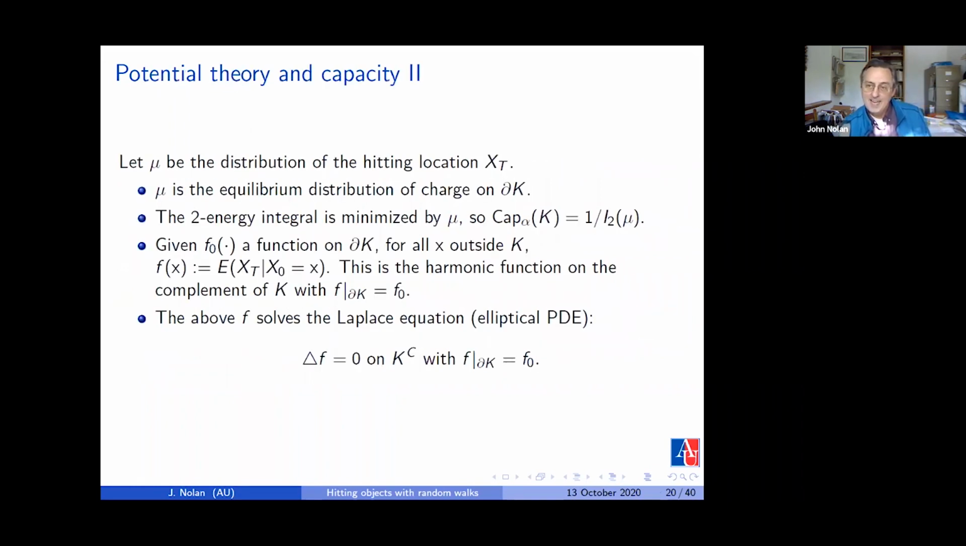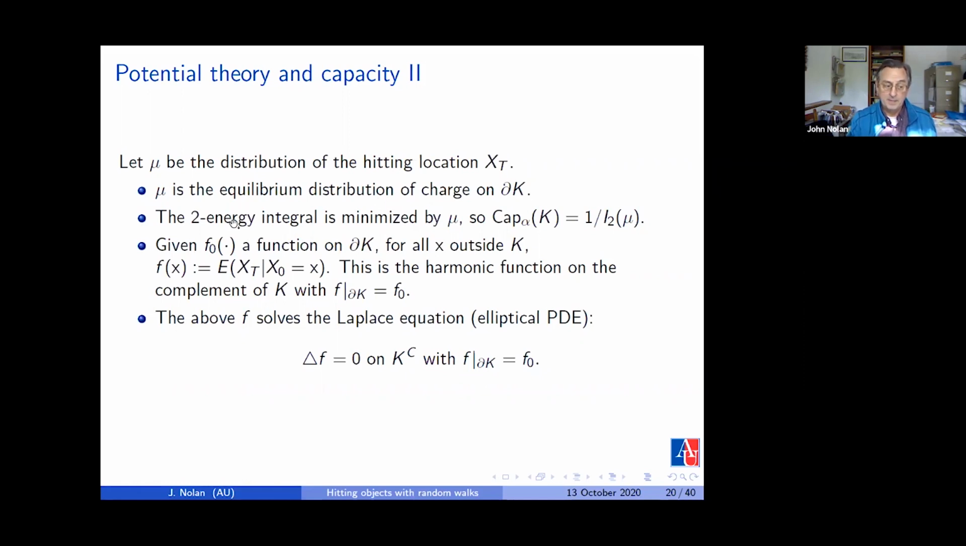Okay, so now I'm going to tie together this idea of hitting distributions and capacity. Let mu be the distribution of the hitting locations. Again, in this Brownian motion case, we've got a measure on the surface of whatever our object K is. It turns out that distribution is exactly the equilibrium distribution of charge on the boundary of the set K.